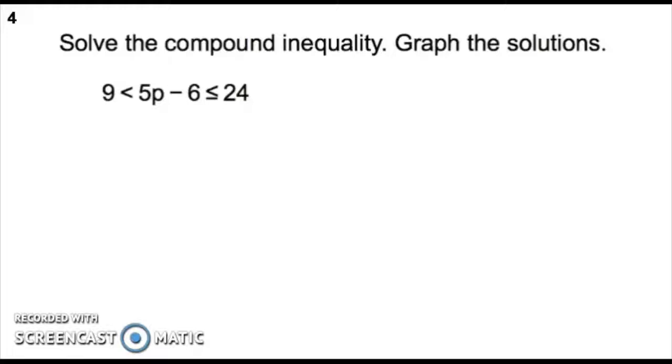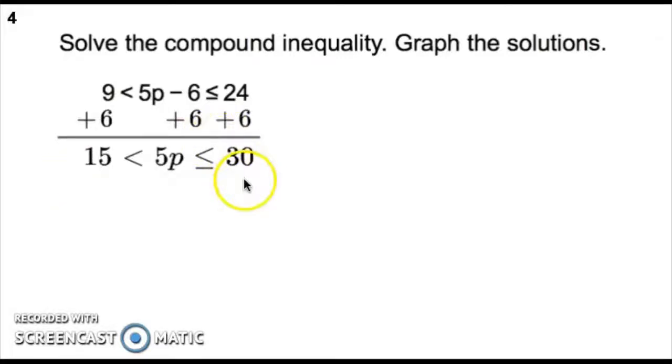So what we do, if you're not sure where to start, is cover up the left side and think of what you would do if we had just this. What we would do is add 6 to both sides. So that's what we're going to do. Add 6 to both sides. 9 plus 6 is 15, 5p, and 24 plus 6 is 30. So we have 15 is less than 5p is less than or equal to 30. Now we divide everything by 5 to get this p by itself. So we get 3 is less than p is less than or equal to 6.